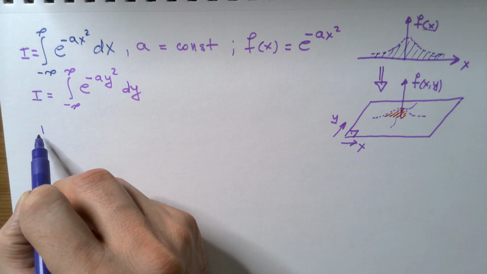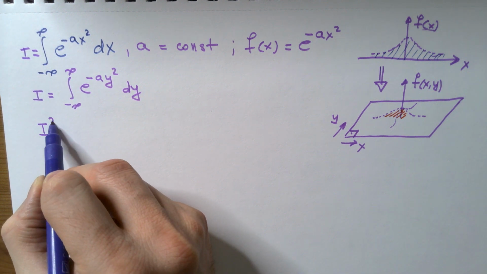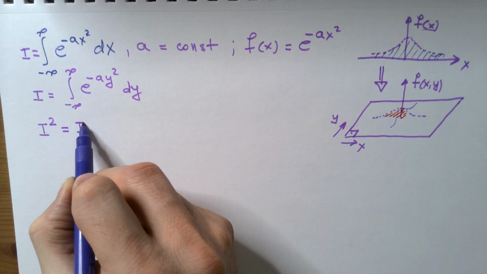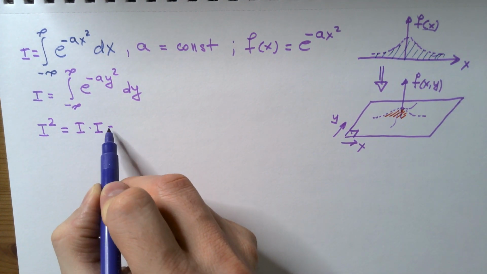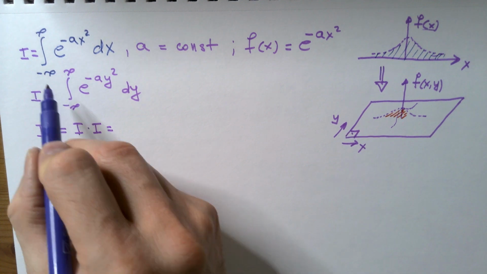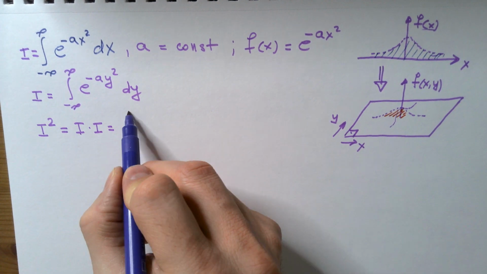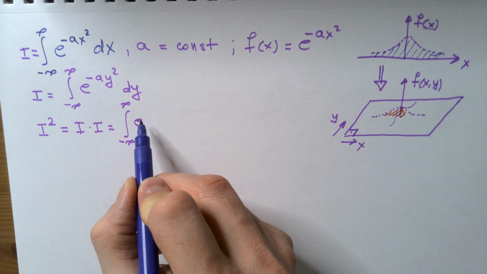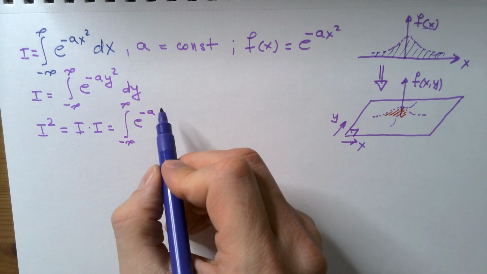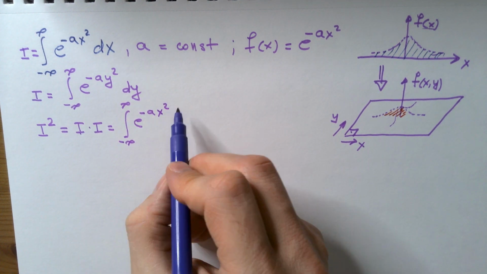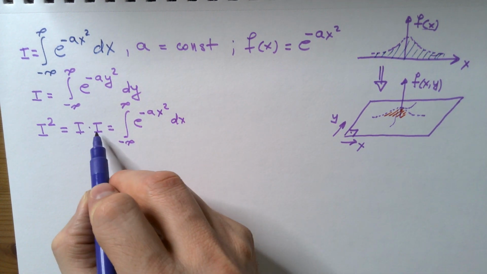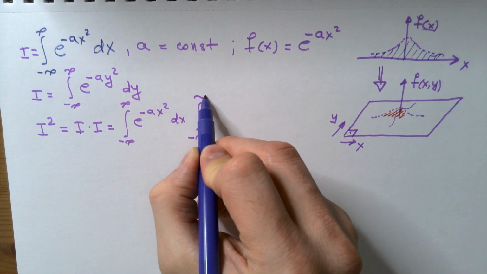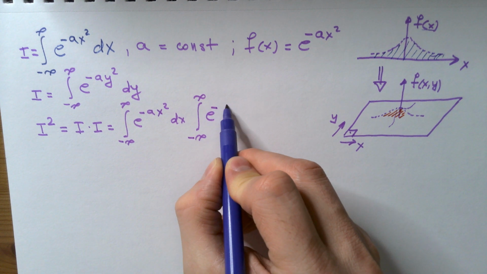We can recognize something. If we now carry out the procedure of squaring this integral I, that becomes I times I, then for the first I will use this integral with x. So that's integral from negative infinity to infinity e to negative ax squared dx, and for the second I'll use the integral with y, negative infinity to infinity e to negative ay squared dy.